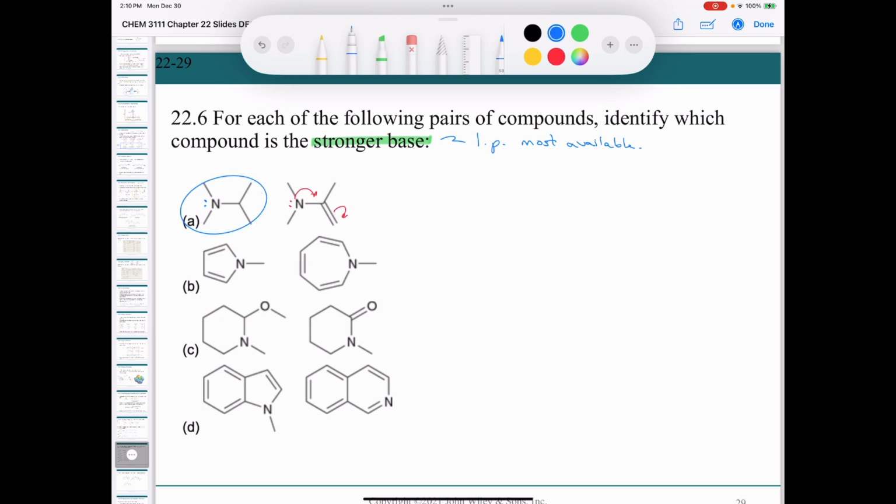If you want to write that in, you could put localized. And for the red one, you could put an arrow and say delocalized. That's the idea here. All right, let's take a look at the next one. The next one demands that you borrow some of your information from the chapter on aromaticity.